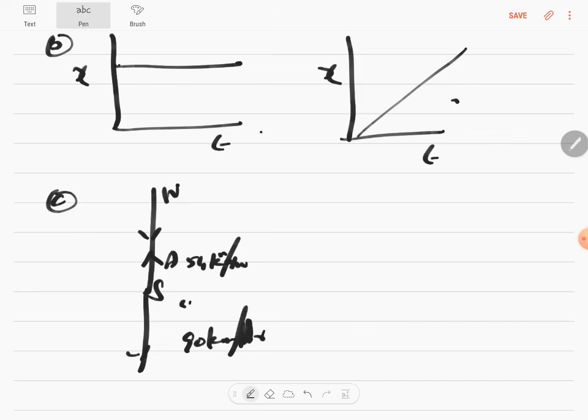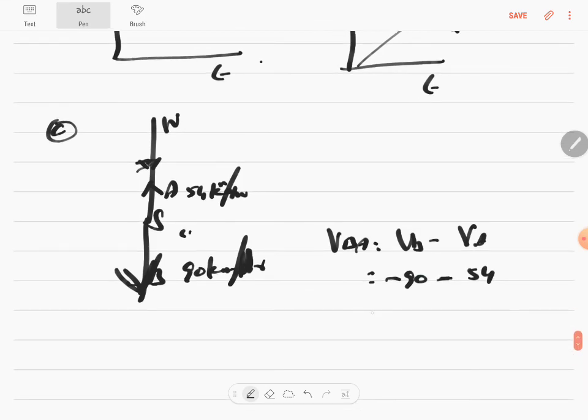What is the velocity of B? This is B and it's going like this. The velocity of B with respect to A is VB minus VA. VB is negative y direction, downward is negative y, minus 90, and 54 is the positive y direction. So whatever that is, 90 plus 54 is 144 kilometer per hour will be the relative velocity of B with respect to A, VB minus VA.